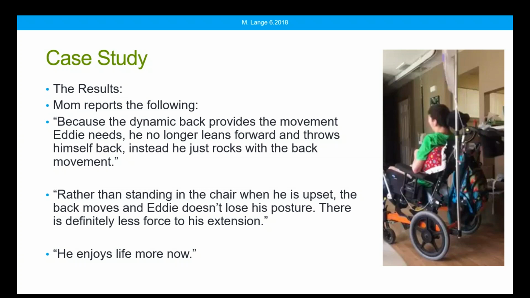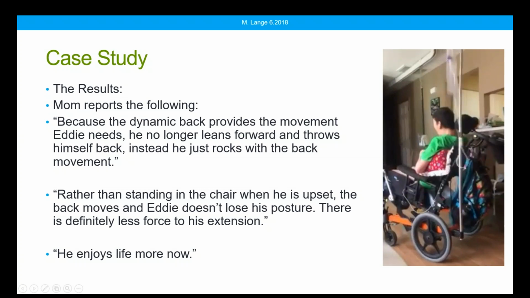Because the dynamic back provides the movement that Eddie needs, he no longer leans forward and throws himself back. Instead, he just rocks with the back movement. And Mom also says that rather than standing in the chair when he was upset, and we sure have seen those clients, right, who stand up in their chair, the back moves and Eddie doesn't lose his posture. There's definitely less force to his extension. And finally, she states he enjoys life more now.